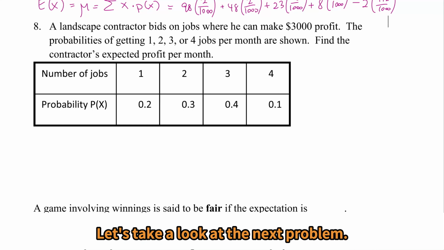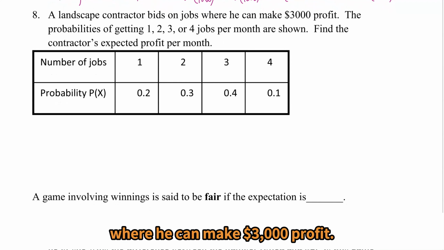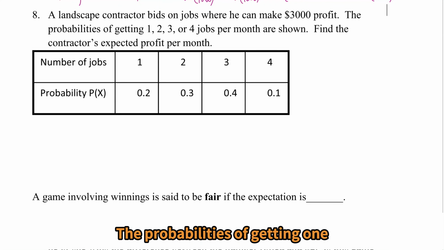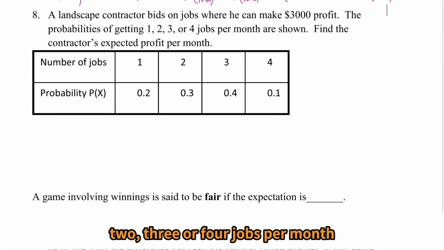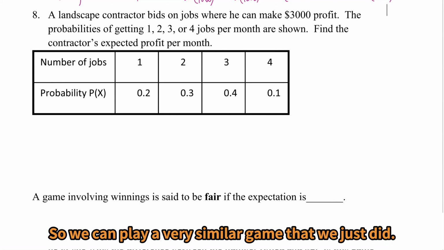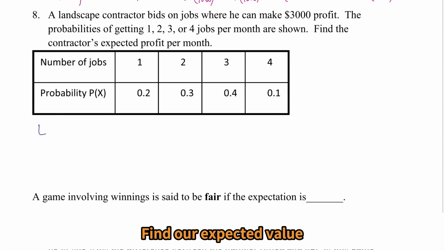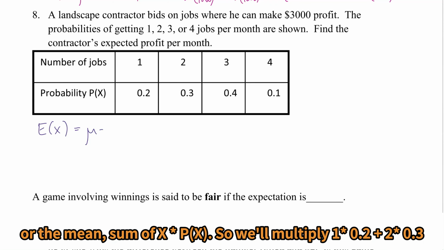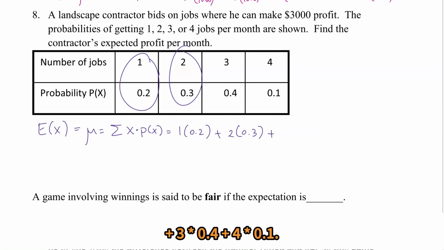Let's take a look at the next problem. A landscape contractor bids on jobs where he can make $3,000 profit. The probabilities of getting 1, 2, 3, or 4 jobs per month are shown. Find the contractor's expected profit per month. So we can play a very similar game that we just did. Find our expected value, or the mean, sum of x times p of x. So we'll multiply 1 times 0.2 plus 2 times 0.3 plus 3 times 0.4 plus 4 times 0.1.